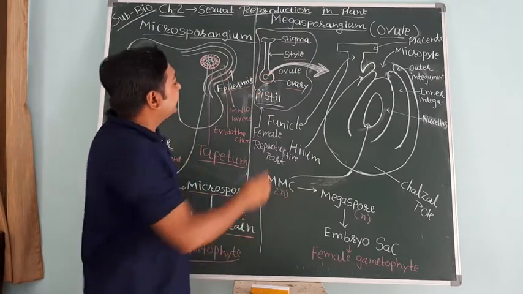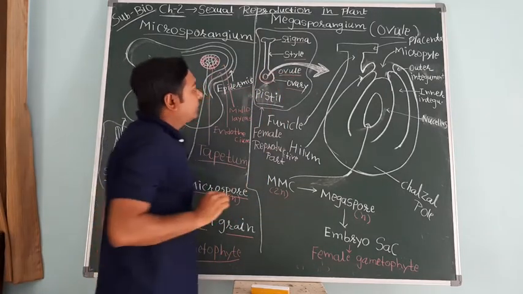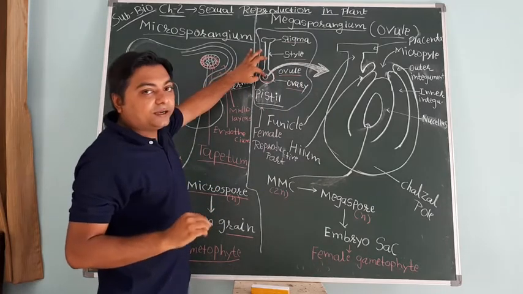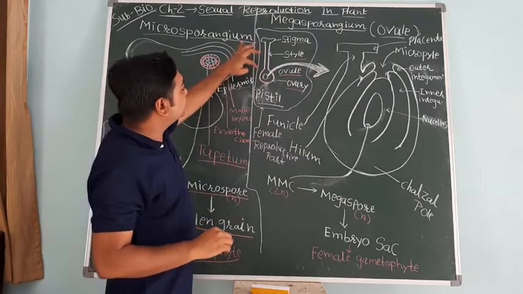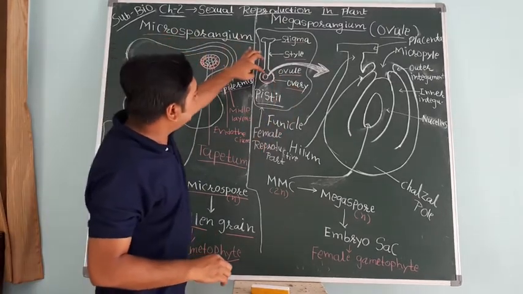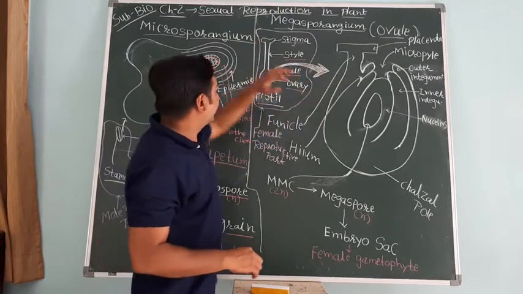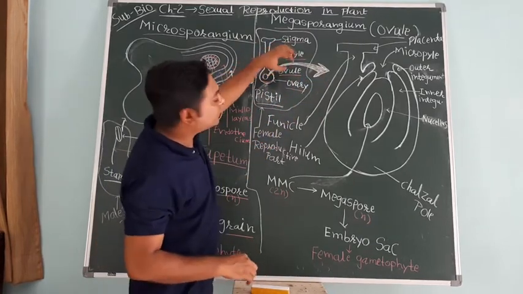Inside the ovary there is a structure called the ovule. This ovule is nothing but a megasporangium. The ovule is known as the megasporangium. The microsporangium is the male part, and the megasporangium is the female structure that produces megaspores. So let's learn about the structure of the ovule.